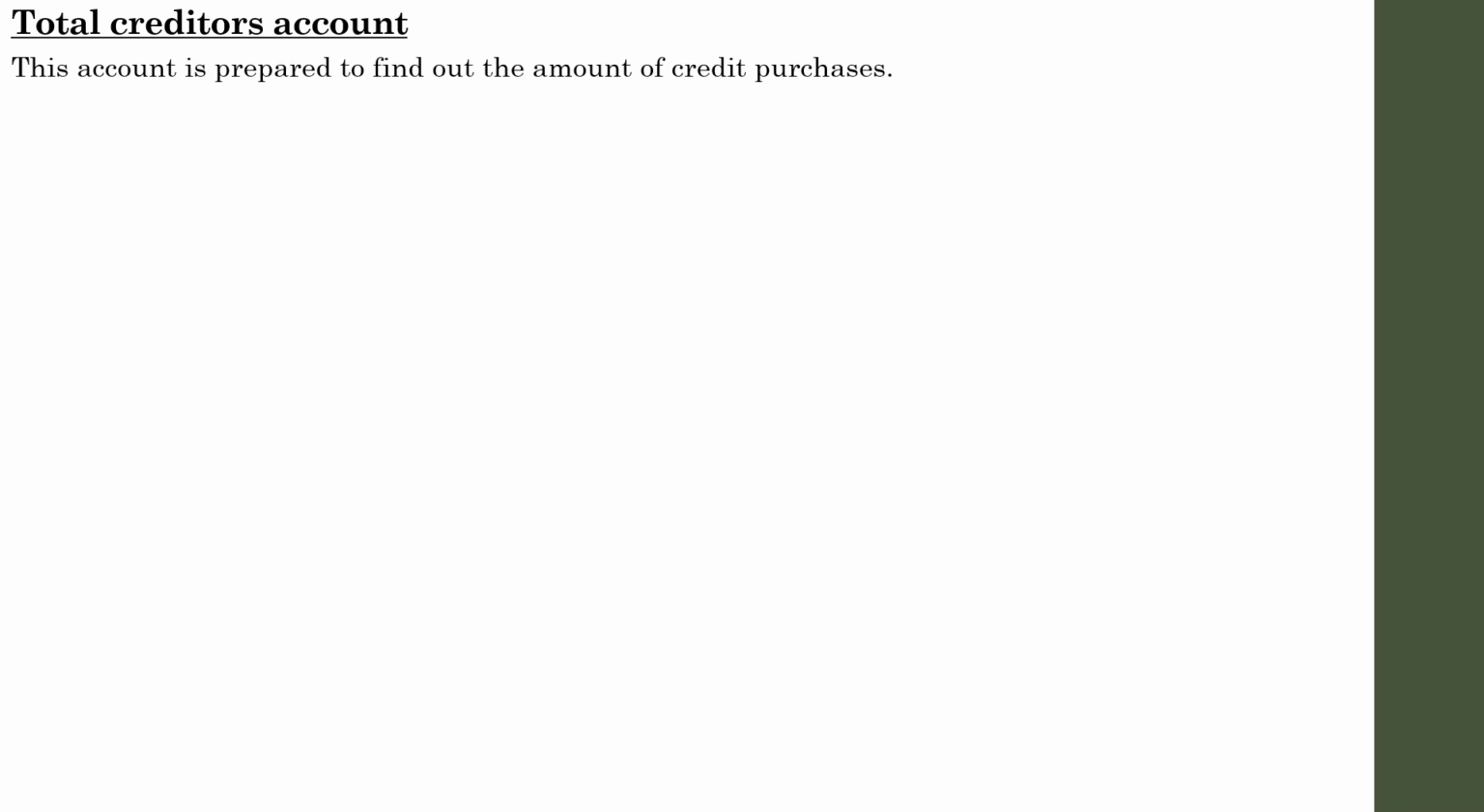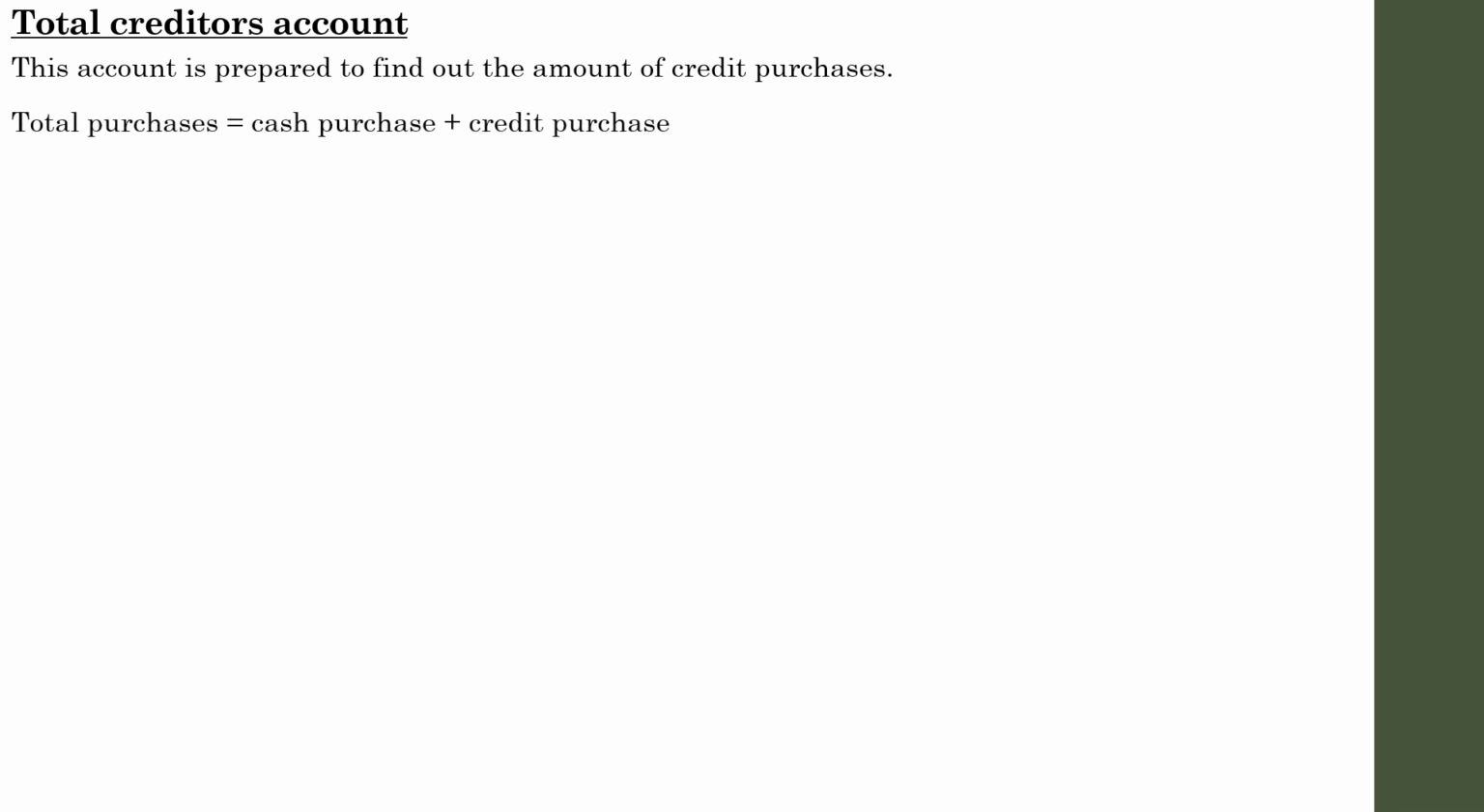Next one, total creditors. Previously we learned in detail regarding the total debtors account. Let us discuss how to prepare a total creditors account. Total creditors account is prepared especially to find out credit purchases during the period. Just like the total debtors account, in almost all the questions or cases, you will be preparing a total creditors account to identify credit purchases. Sometimes in the question you may prepare a total creditors account to identify any of the missing figures. So let us discuss further about that.